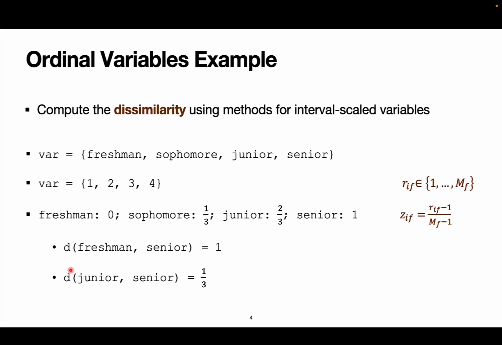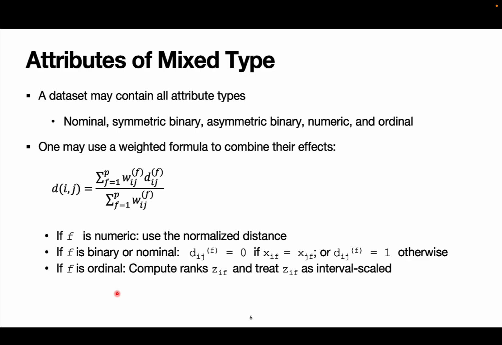To compute the distance, we're going to take the absolute value of the difference. So the distance between a freshman and senior, 1 minus 0, is 1. The distance between junior and senior is 2/3 minus 1/3, which is 1/3. For data sets with mixed data types, we are going to use a weighted average because each data type is going to be treated using its own measures.